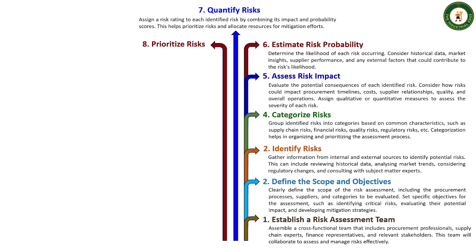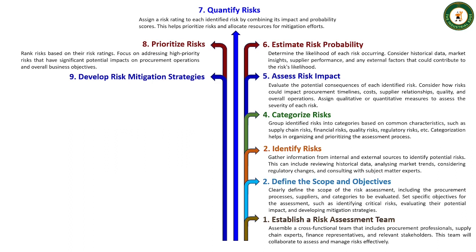Next, prioritize risks. Rank risks based on their risk rating. Focus on addressing high priority risks that have significant potential impacts on procurement operations and overall business objectives. Develop risk mitigation strategies. For each high priority risk, develop specific mitigation strategies. These strategies should outline actions, responsibilities, timelines, and resources needed to minimize the impact of the risk.